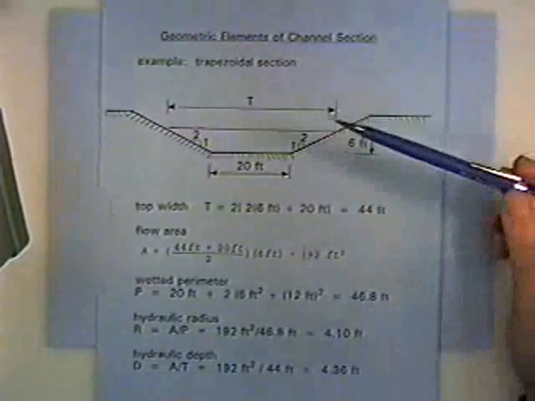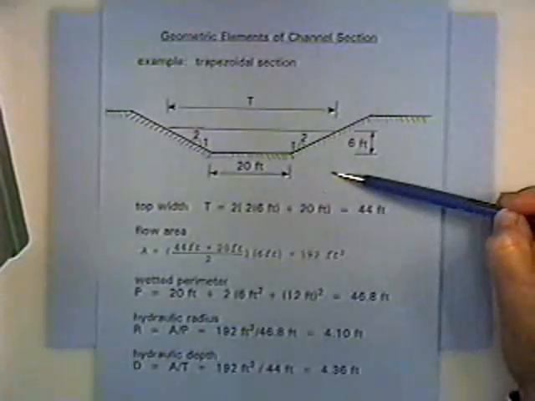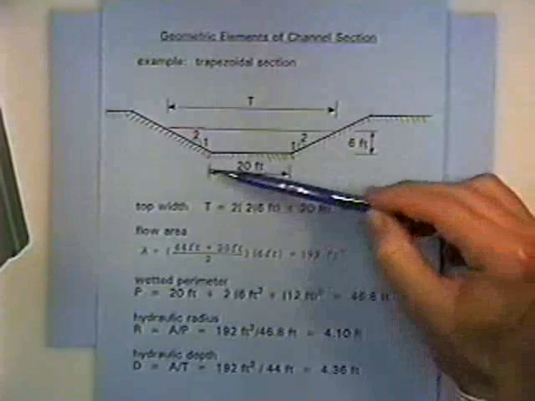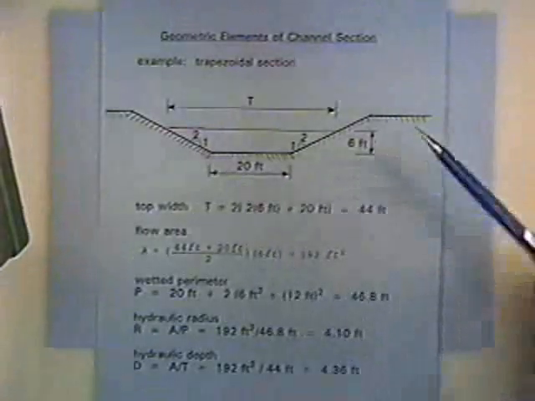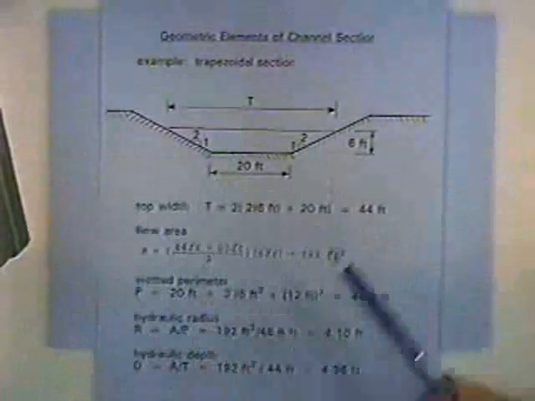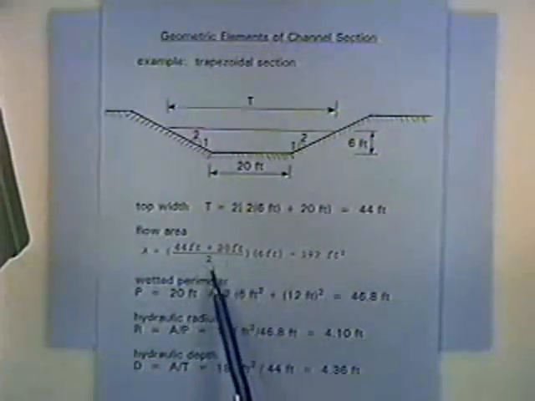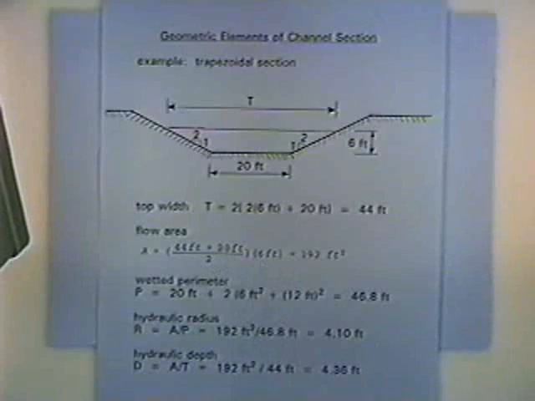And that's just the geometry of saying this portion of the top width is 6 feet times 2. That portion of the top width is 6 feet times 2 to get those end portions, and then 20 feet for the bottom. You get a top width of 44 feet. The flow area would be the top width plus the bottom width divided by 2 times the flow depth to get the 192 square feet.